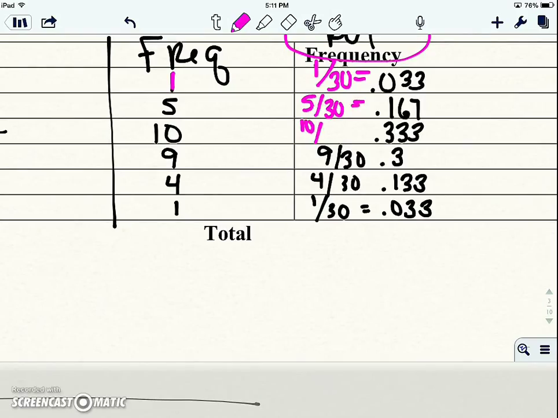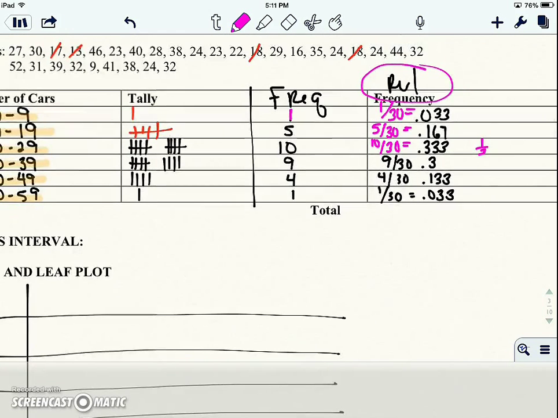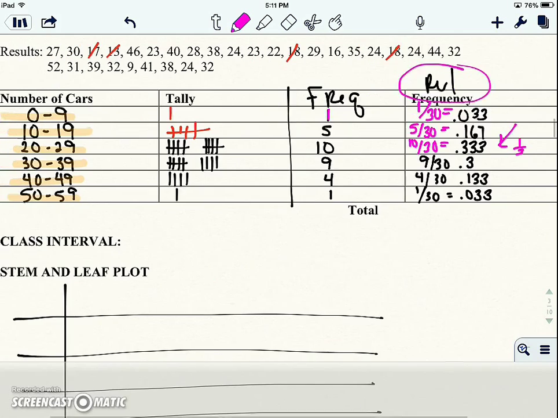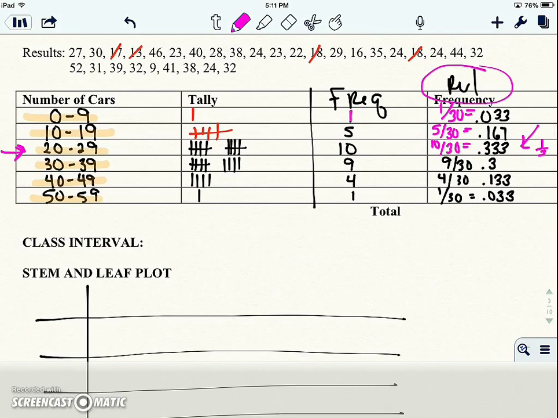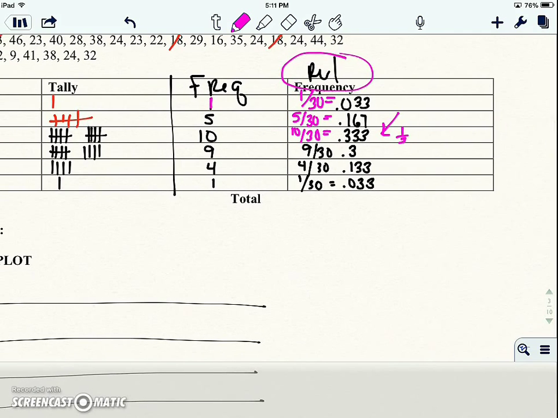The next one was 10 out of 30, or 0.33. Okay, or you could write this as 1/3, whatever. It's just the fraction of the whole. So out of all the days, here, 33% of the days, the cars fell between 20 and 29 cars. Okay, and you could use this data to make something like a pie chart. Okay, and then you'd also want to make sure you added everything up and had the total.